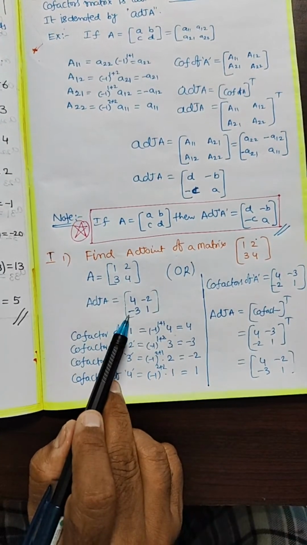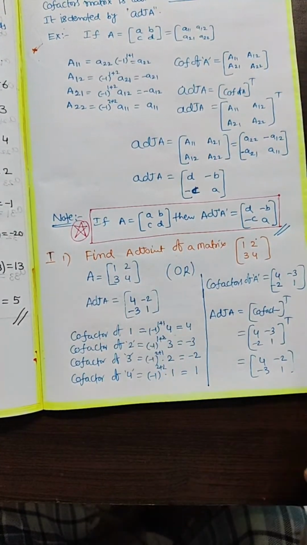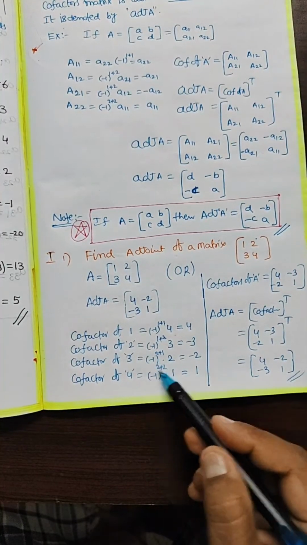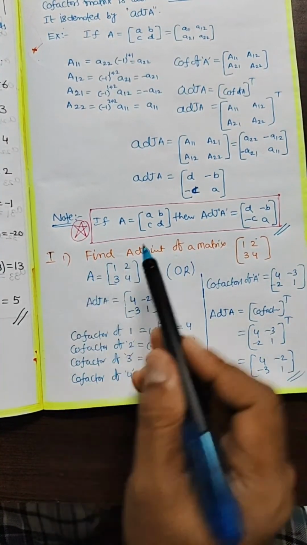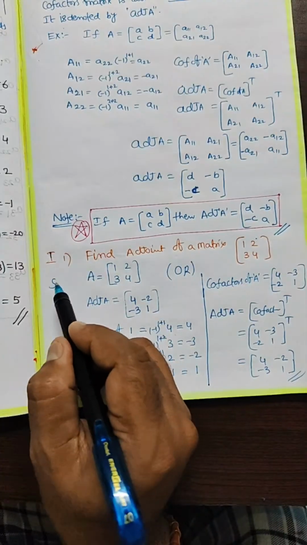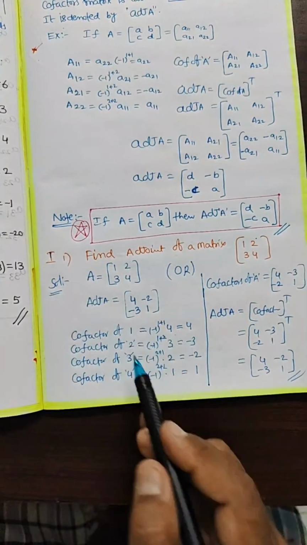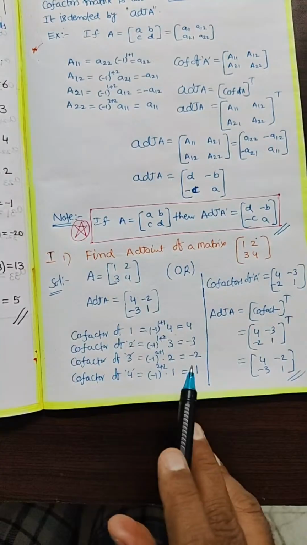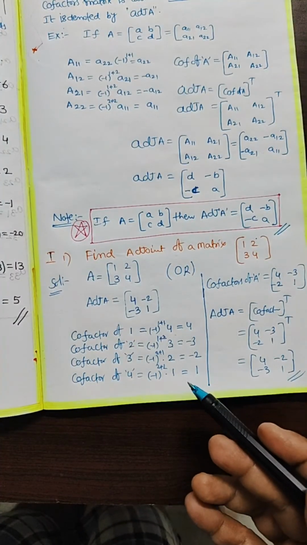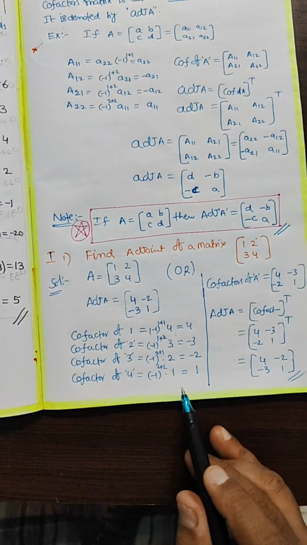Even if you do this, the answer is the same. This answer and this answer both are same. This is by using the procedure. This is by using this formula, dear students. The two variants I am explaining according to your convenience, you can make it. I hope you understand. We'll move to question number 2.